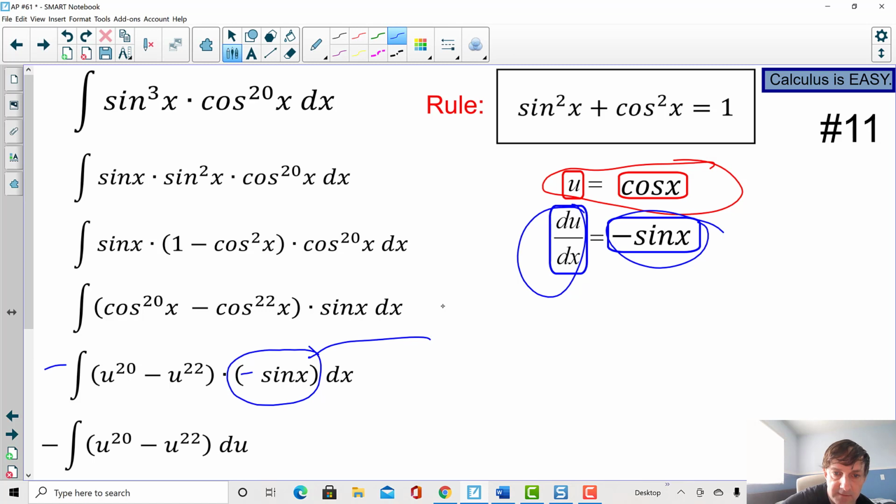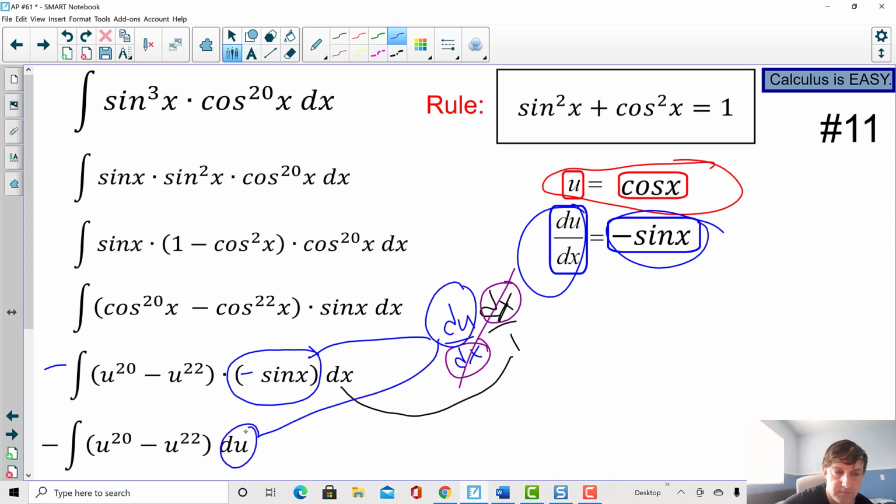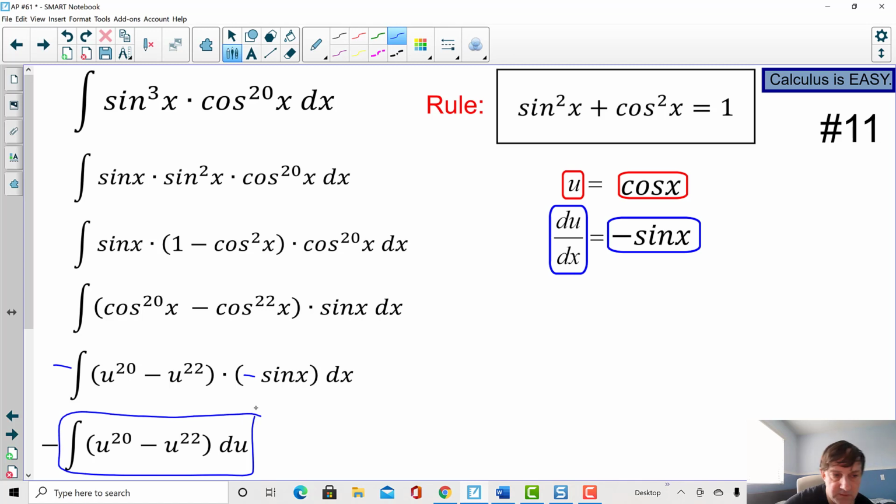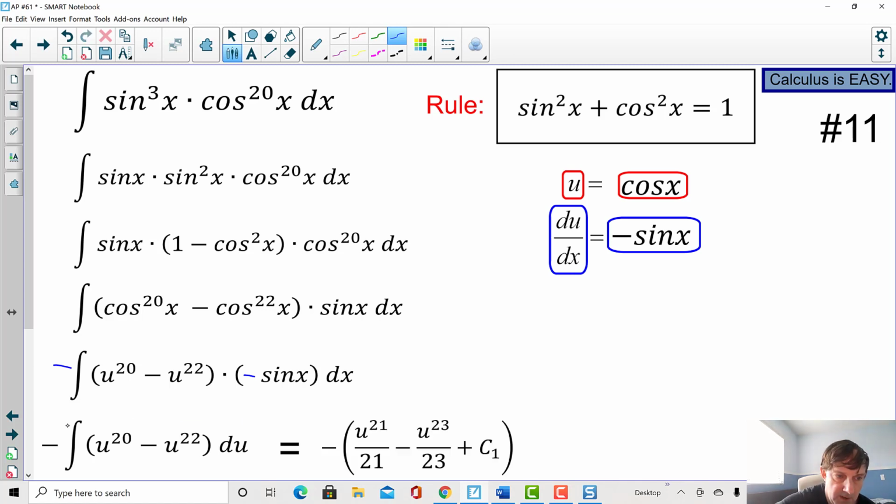But now we have a du/dx sitting right next to a dx. So the dx's will cancel, and we're just going to be left with a du. So this is a pretty easy integral to do. It's just powers of u. Okay, you might notice that we have a negative on the outside of our integral, so we're just going to leave that on the outside.